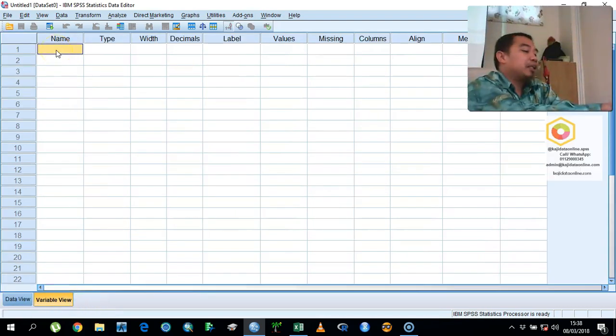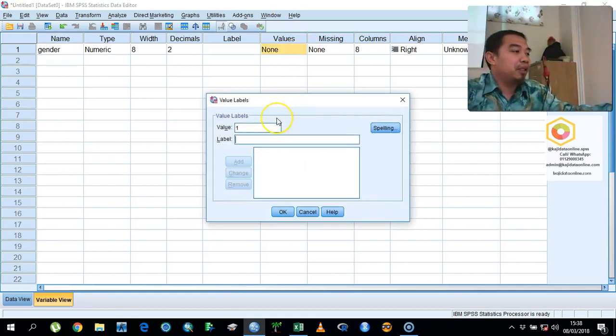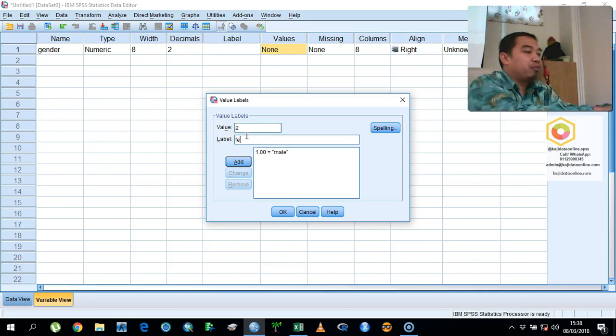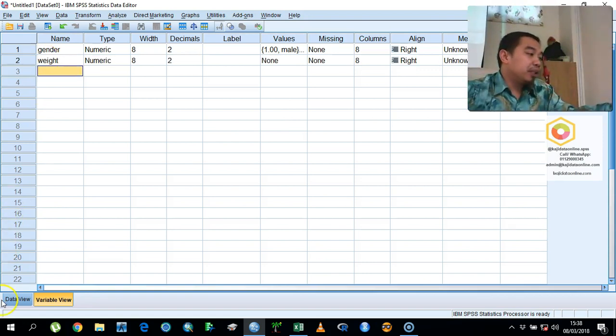Okay, for example, I have this variable called gender. I'm going to teach you this next week, so don't worry. We have males and females as the samples. We have males and we have females here, and then I have weight. So I'm going to put the data here.